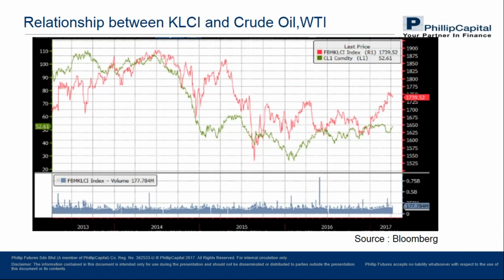If you just look at how Malaysia's economy is so reliant on crude oil prices, you can clearly see from the chart, the red color is indicating the KLCI index, and the green color is the WTI prices. You can clearly see a very close, nice relationship between both the lines. I think in recent times, the correlation is actually getting stronger. So KLCI index performance is quite heavily reliant on crude oil performance in general.